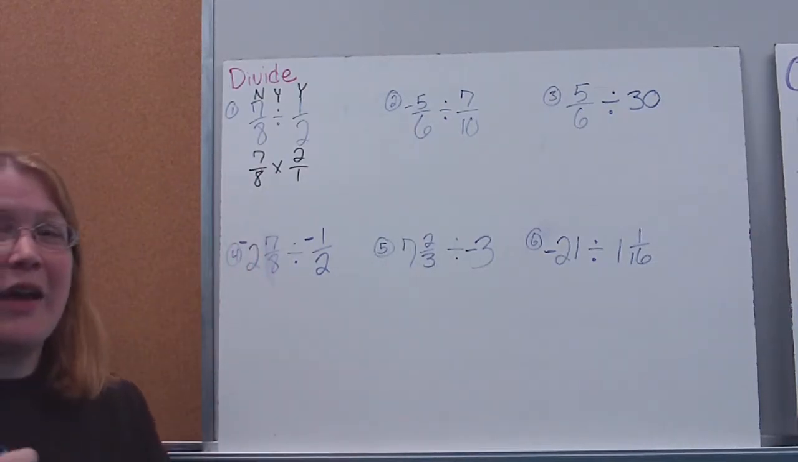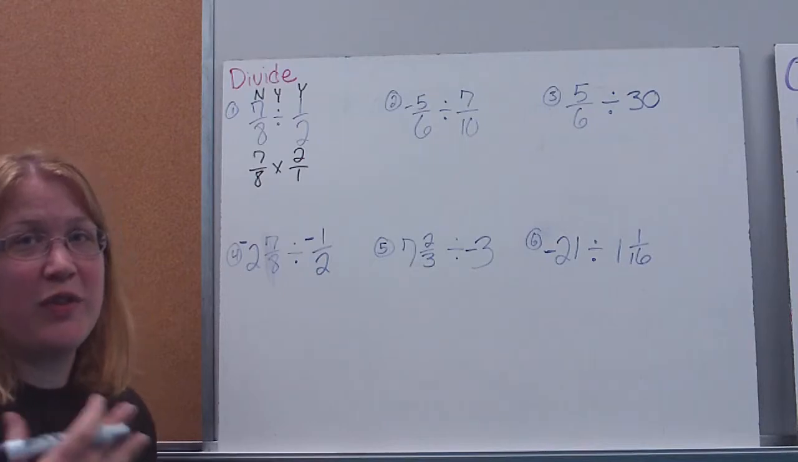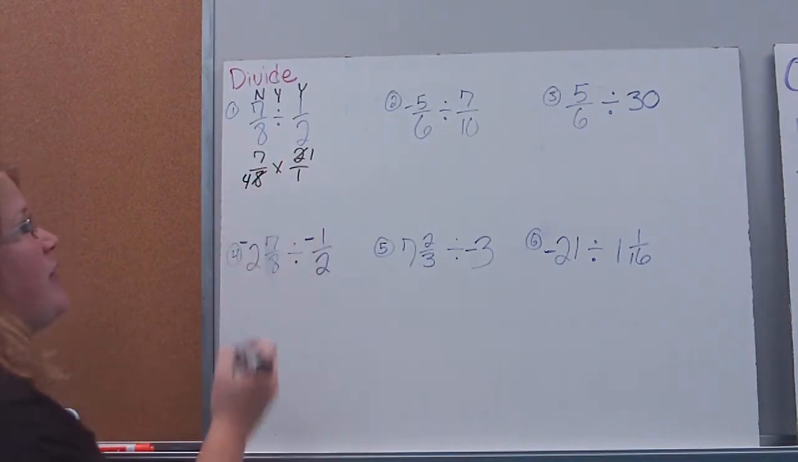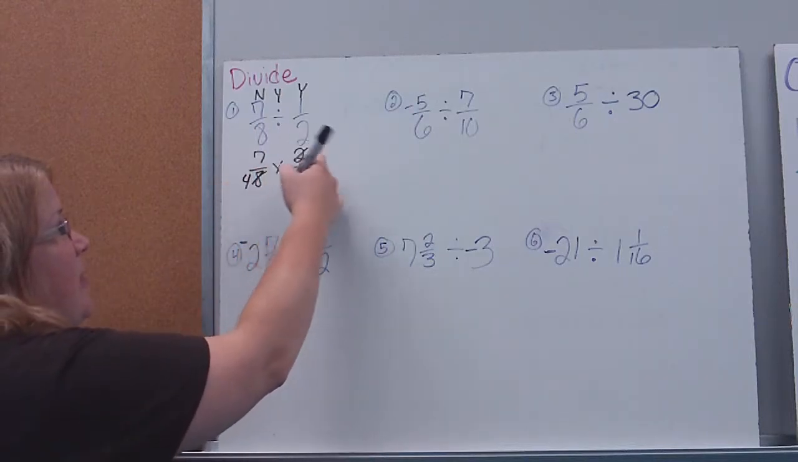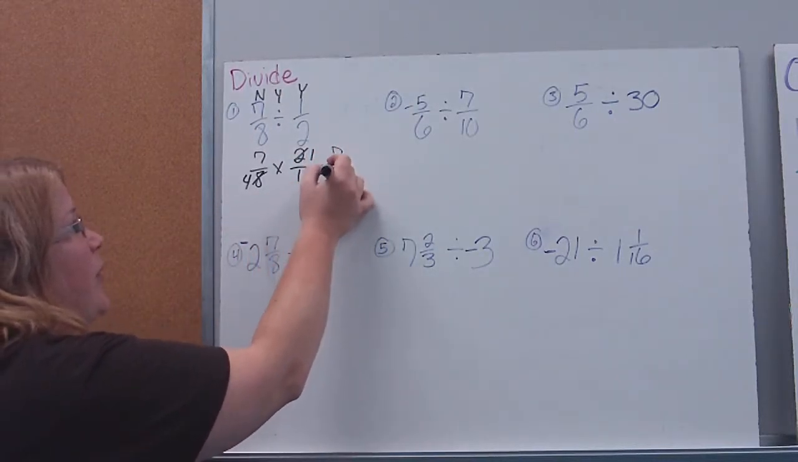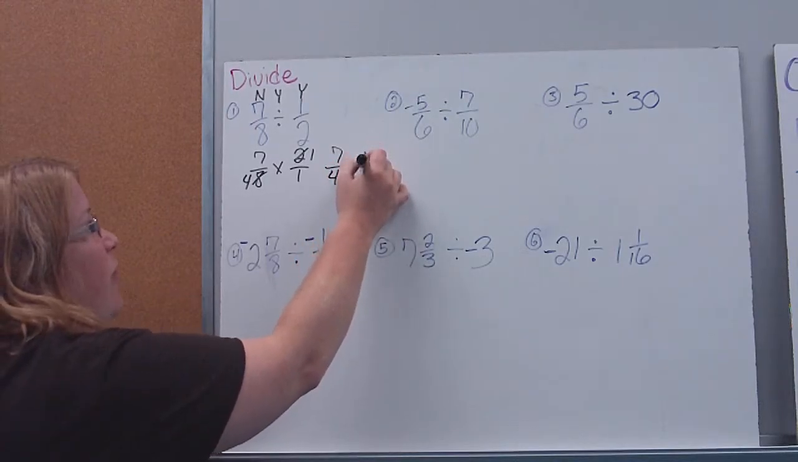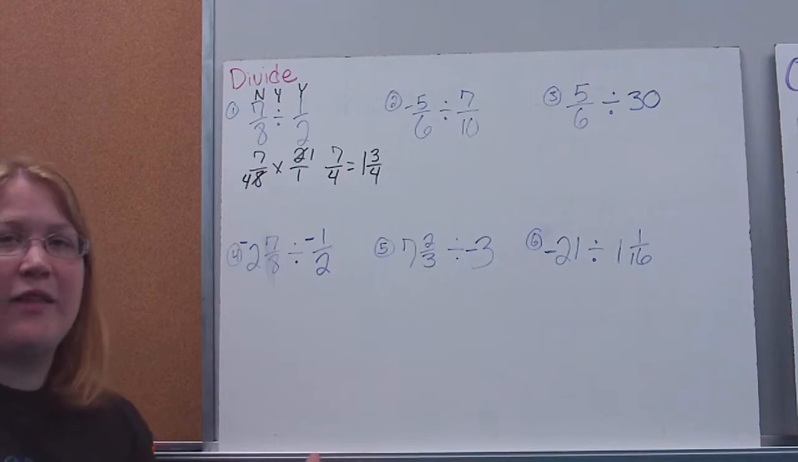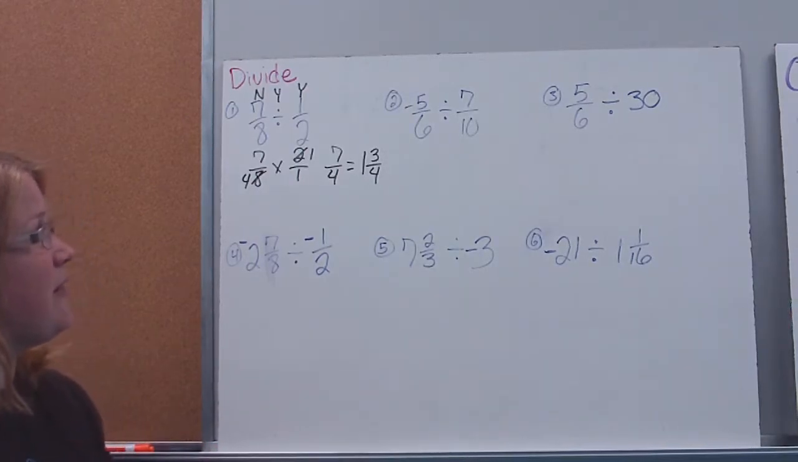Then from here, now that it's multiplication, now I can reduce before I multiply, make it easy on myself. 2 goes into 2 once, goes into 8 4 times. 7 times 1 is 7, 4 times 1 is 4, 7 fourths, or if we want to rewrite it, 1 and 3 fourths. These were both positive, so my answer is also positive.